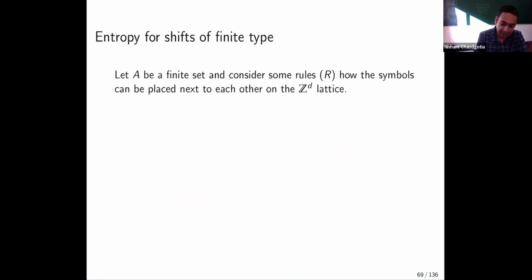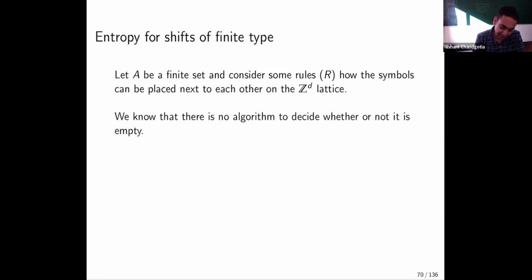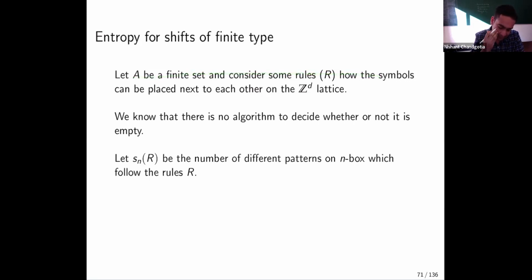So this was the general object that we had defined: finite alphabet, rules, and how it can be put together. We know by now that there's no algorithm which will tell me whether the space is empty or not, whether there's something which follows all these rules and tiles the entire plane. Covers the entire plane. Yet we can define this quantity S_n, which is the number of different patterns on an n box which follow the rule. Okay, and this is something which I can really compute, right?